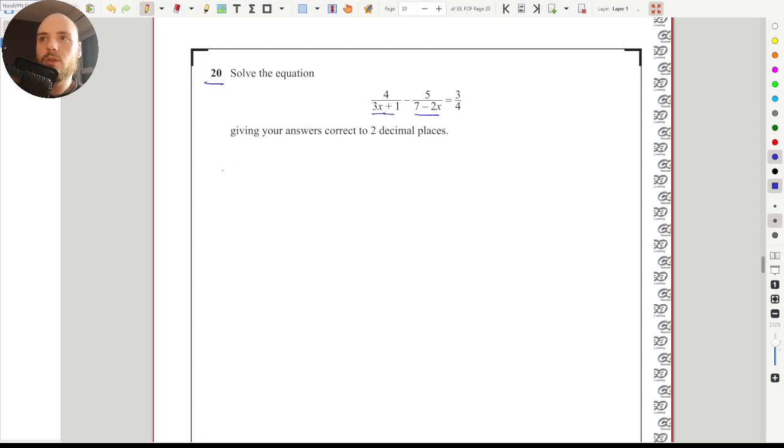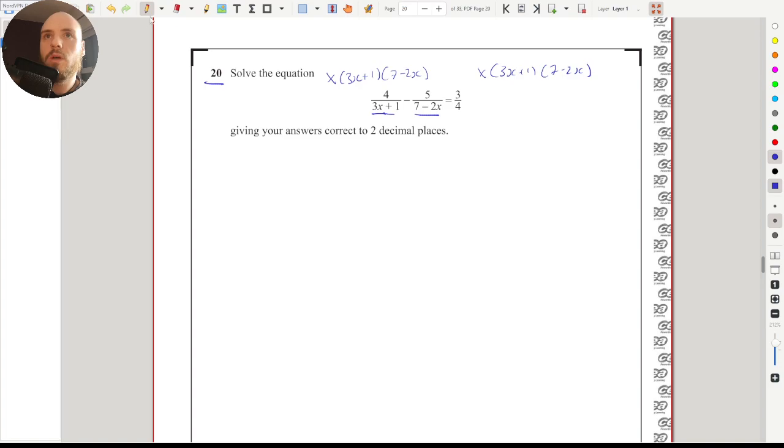So what I'm going to do is multiply through both sides by 3x plus 1 and 7 minus 2x. Both sides are going to get multiplied by that, meaning both fractions as well. We'll see how that works out. This is just my general way of doing it. I don't like working in fractions, so I just get rid of fractions, because then it makes it just a simple wee equation.